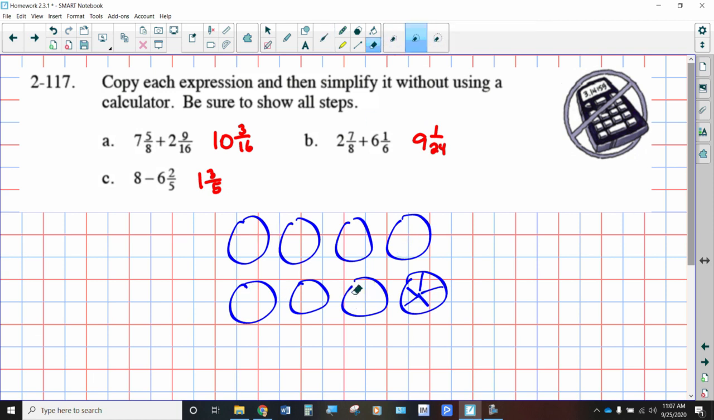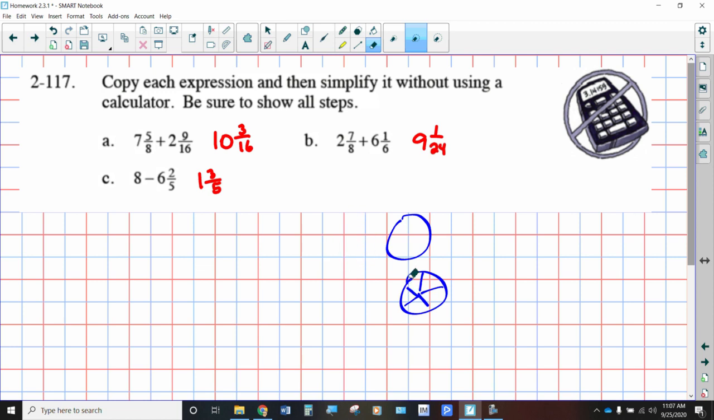And now let's take away 1, 2, 3, 4, 5, 6, and now let's take away 2/5. There's 1/5. There's 2/5 that have been taken away. What do we have left? 1 and 1, 2, 3 fifths. Sometimes drawing the picture helps it make more sense of why we do what we do when we are subtracting mixed numbers.